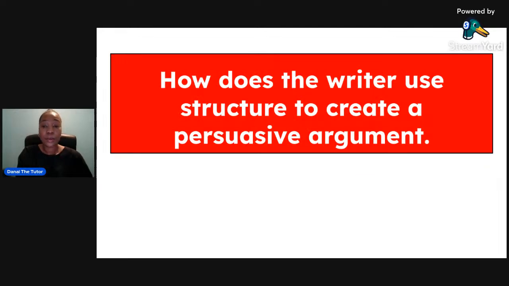The question we'll be answering is, how does the writer use structure to create a persuasive argument? So again, the reason why I've created this type of question is because in nonfiction texts, the writer is seeking to persuade. So when you are analyzing, you need to think about how the writer is trying to persuade you. And then when you are writing a nonfiction text or a persuasive text, which everyone has to do, you have to think about how you can be persuasive. So even the things that we're learning, think about how you would be able to use them in your own writing as well.